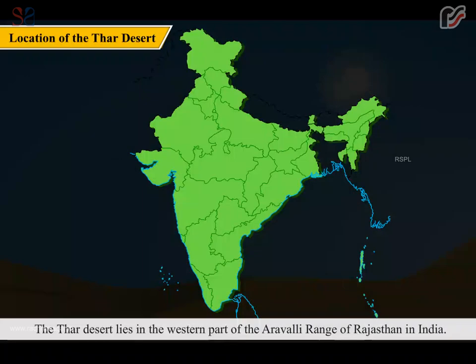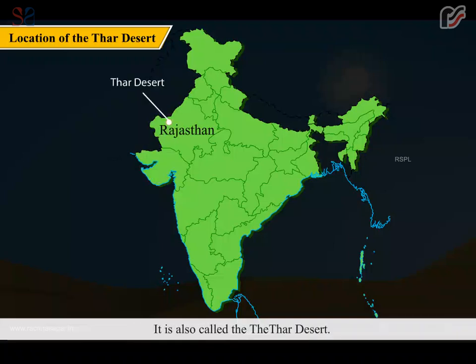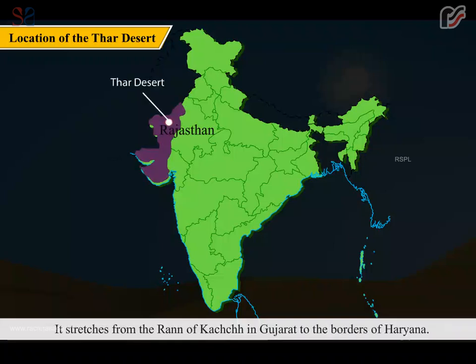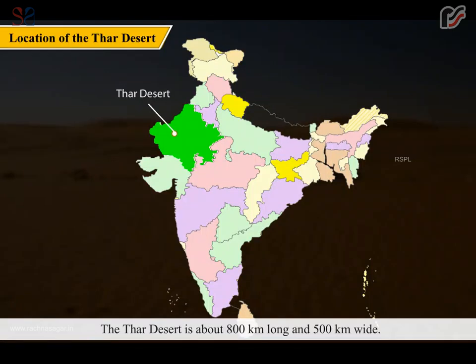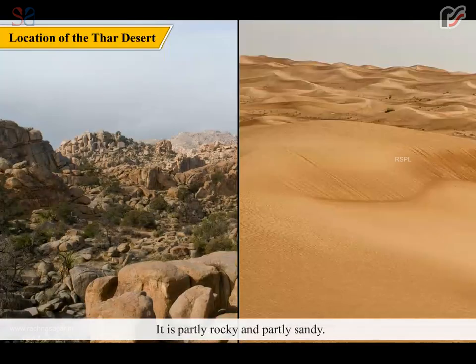The Thar Desert lies in the western part of the Aravalli range of Rajasthan in India. It is also called the Great Indian Desert. It stretches from the Rann of Kutch in Gujarat to the borders of Haryana. On its east is the Aravalli range. The Thar Desert is about 800 km long and 500 km wide. It is partly rocky and partly sandy.